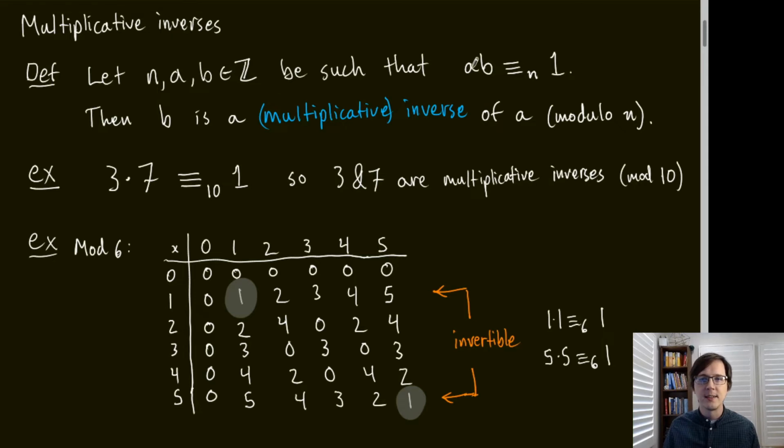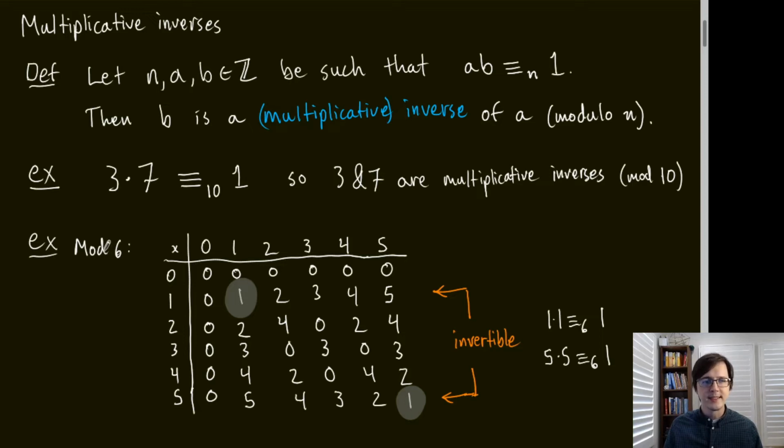For example, if a is 0, then nothing times 0 is going to give us 1, modulo n, unless n is 1. So here's an example. 3 times 7 is 21, and mod 10, that's 1. So 3 and 7 are multiplicative inverses of each other. Notice because of the commutativity of multiplication, this is a reciprocal relationship. When one number is a multiplicative inverse of another number, then vice versa, they're multiplicative inverses.